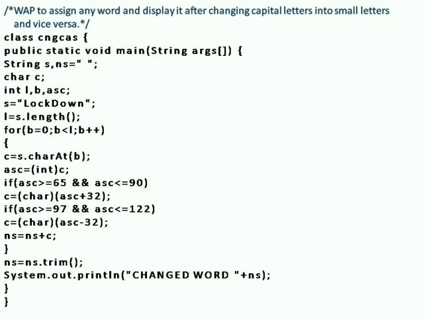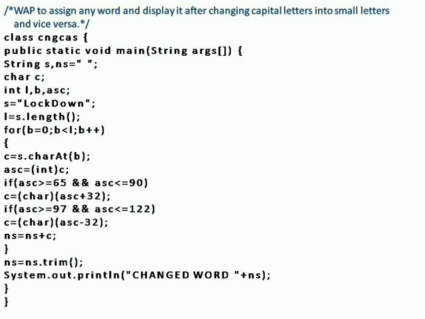Next line, I'll convert that character into ASCII code, or I'll find the ASCII value of the character extracted. I have written ASC equal to int within bracket, which means type conversion, which will convert character type to int type. Then I have written C. So the character which is stored in C is converted to ASCII value. Now the ASCII value of C is stored in ASC.